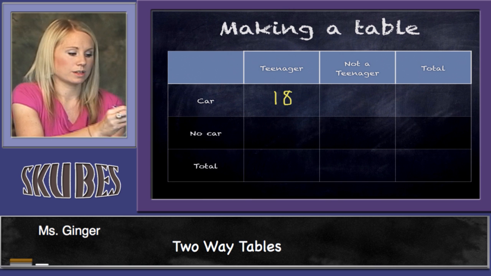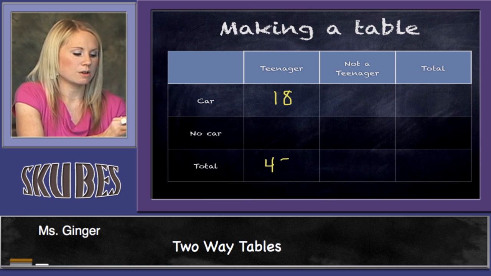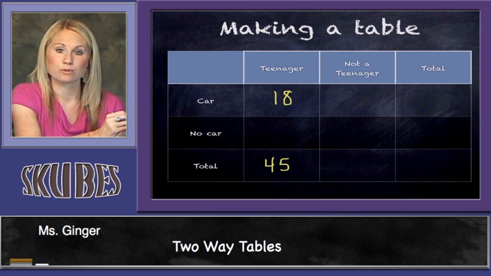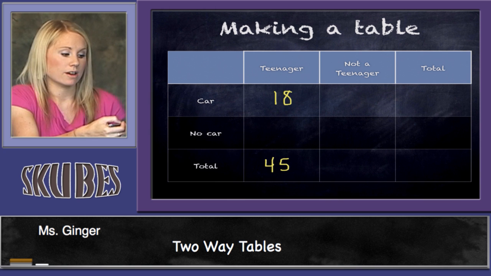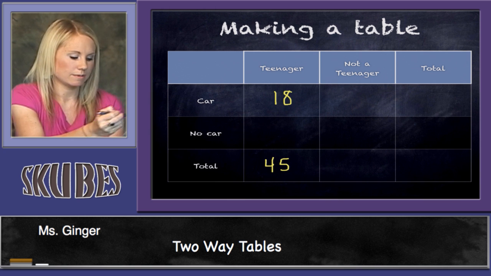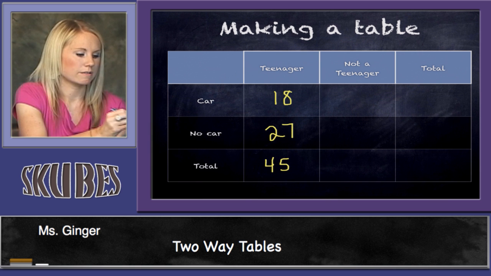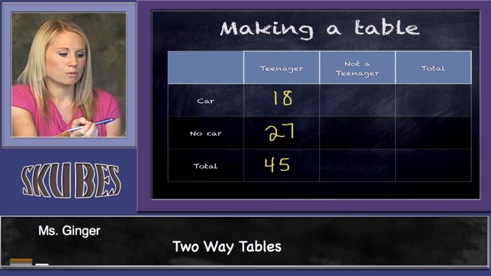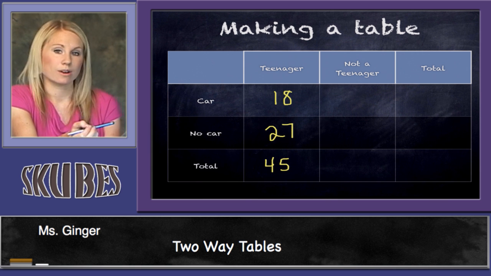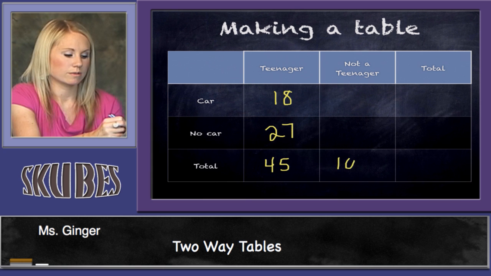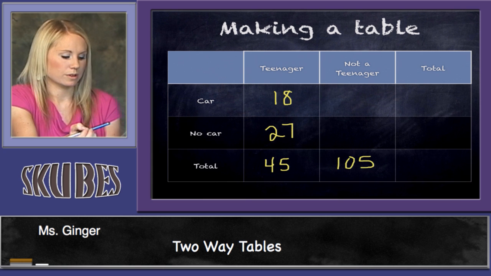Remember that total, the amount of teenagers was 45. So we know that this column here should add up to 45. So again, we can find that missing square by subtracting. 45 minus 18, we get 27. Remember, we also found the amount that were not teenagers to be 105 total. So we're going to put that there.